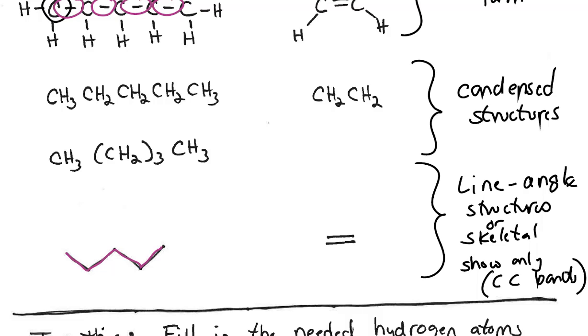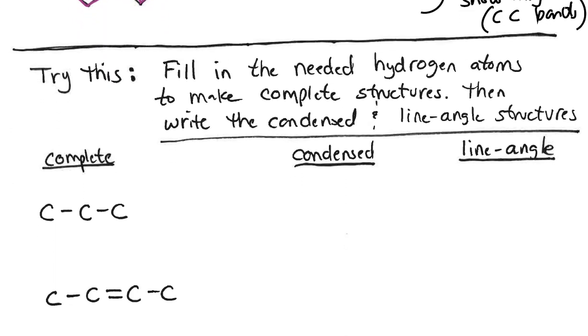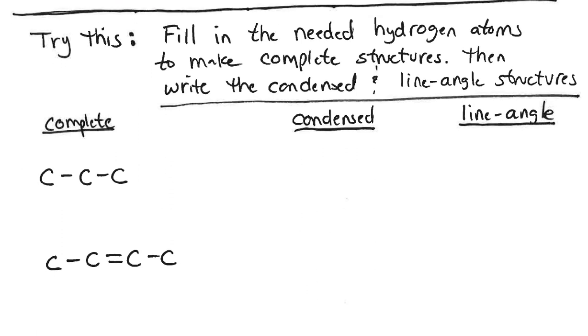Okay, so let's practice some of these concepts and different ways of showing structures by first taking structures on the left, which you're going to make complete by adding the hydrogens, and then you're going to write a condensed form, either the somewhat condensed or the super condensed form, whichever is more appropriate, and then you're going to draw the line angle drawing. And let's do one at a time. So let's do the first one, and then stop and try the second one.